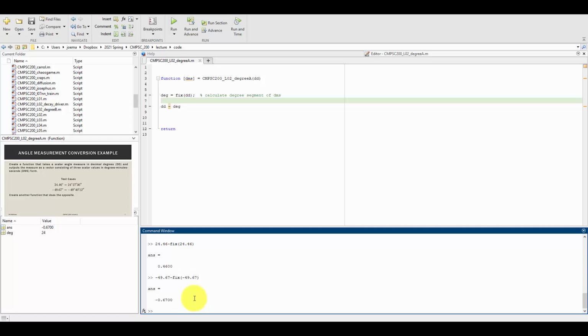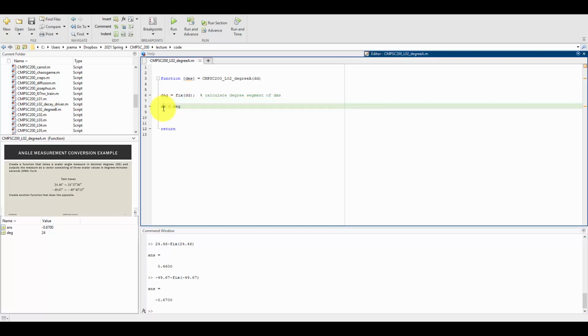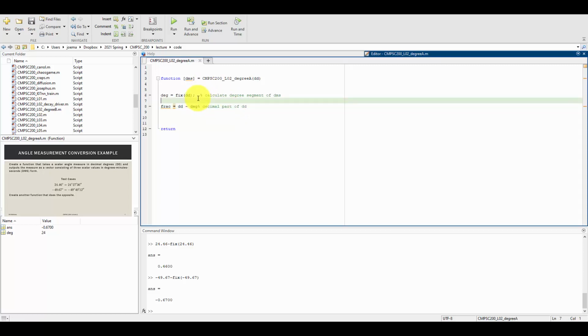And that leaves me with the 0.67 part. So this is right. I want dd minus deg, so this will be just the decimal part of dd. And I need to save that to something. I'll call it frac for right now. All right, so I have the whole number part, the degrees part, and now I have just the fractional part being calculated.